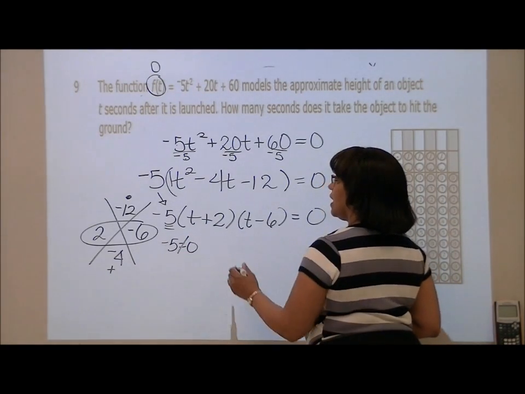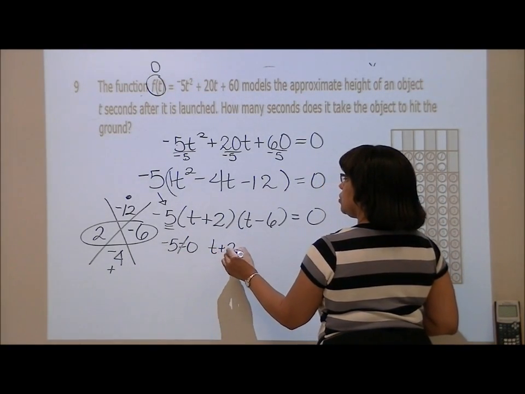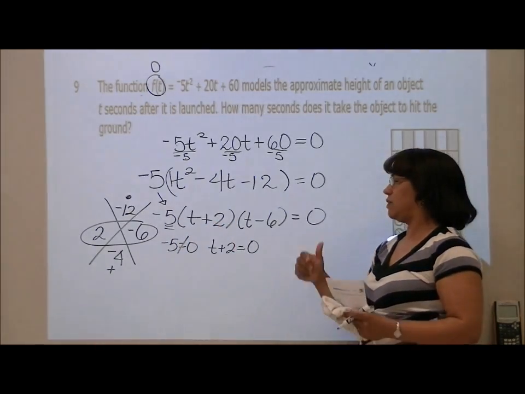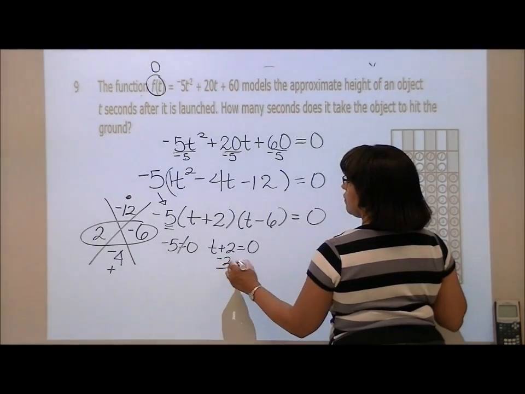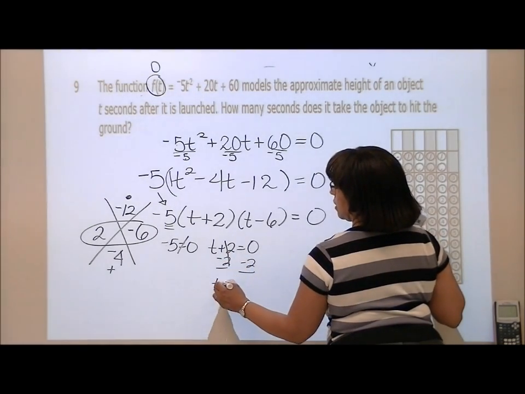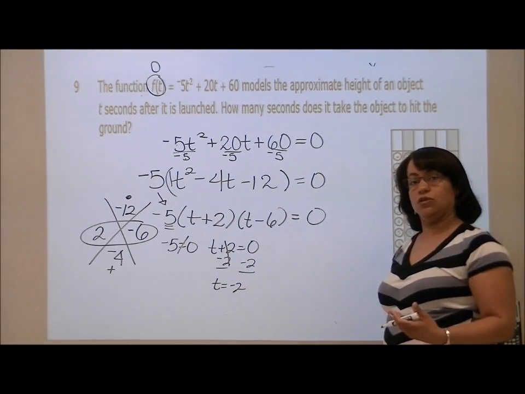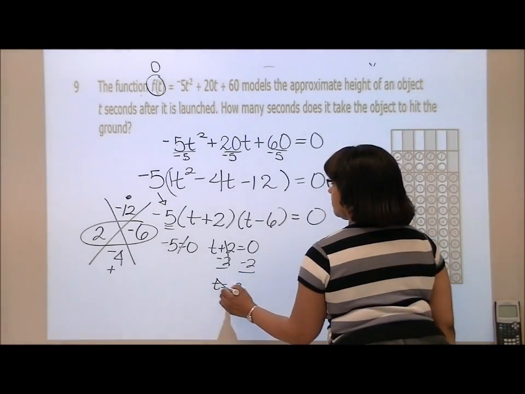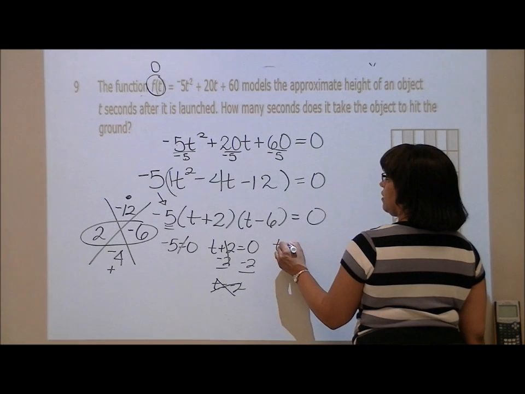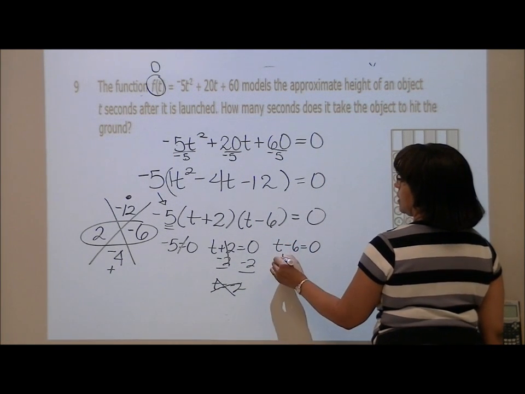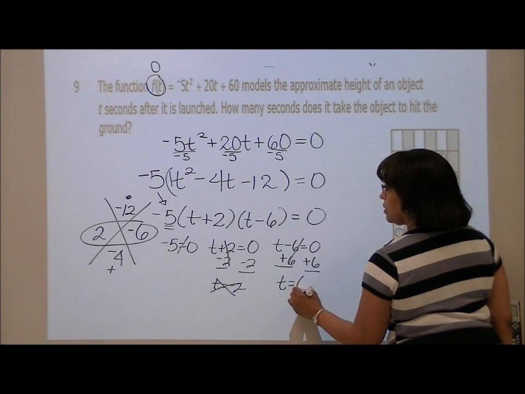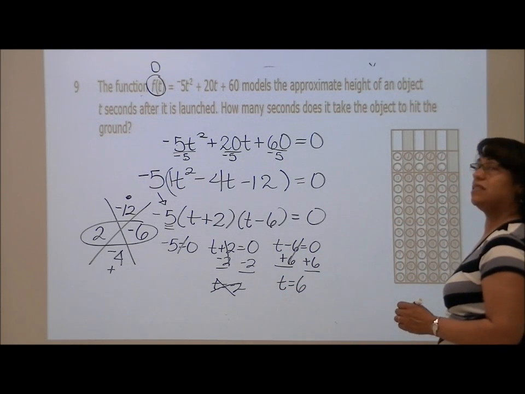So that's wrong. We could say t plus 2 is equal to 0 because if we have a 0 here, when we multiply, we get 0. So we would have to solve, and we get a negative solution. But you can't have negative time, so that's wrong. So let's use the third factor and see how that works out. And we get t is equal to 6, so our answer has to be 6 seconds.